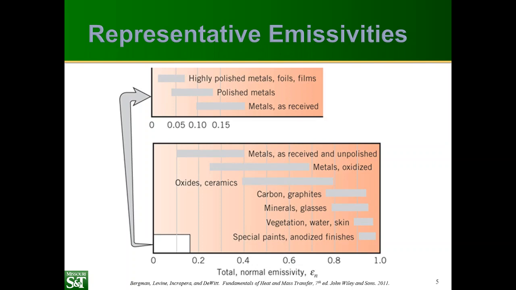Ceramics tend to have much higher emissivities, right? They're non-conducting materials. Graphites, minerals, glasses, and so on. And then we can get special finishes to get emissivities that are close to blackbody behavior, above 0.9 emissivity, but they're not quite there. So no real surface actually is a blackbody.